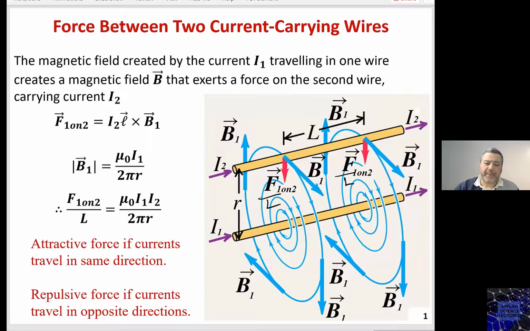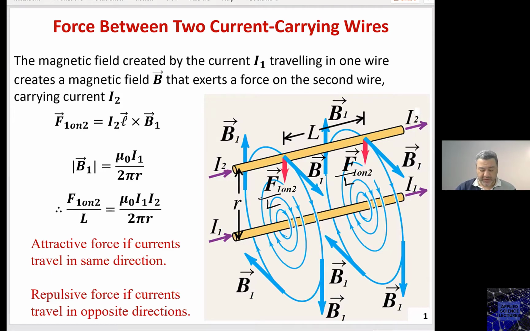Good morning, everyone. In today's lecture, we will continue what we started in the last lecture. Today, we will be looking at the force between two current carrying wires. So those two wires we have here, they have currents going through them.